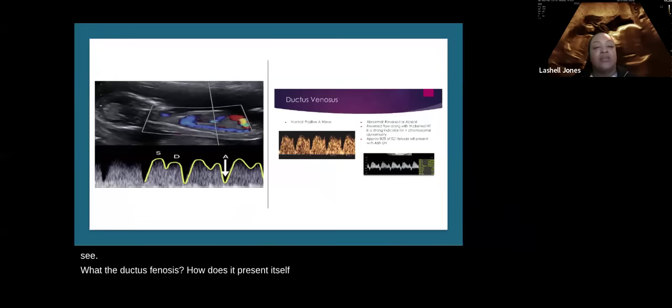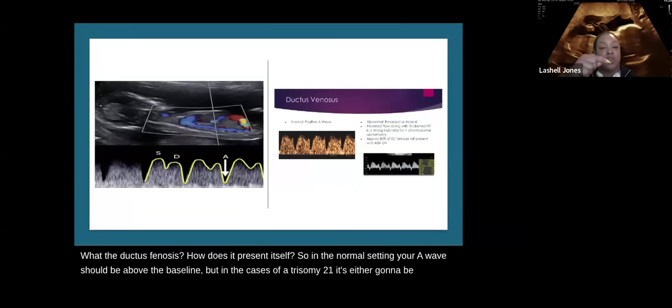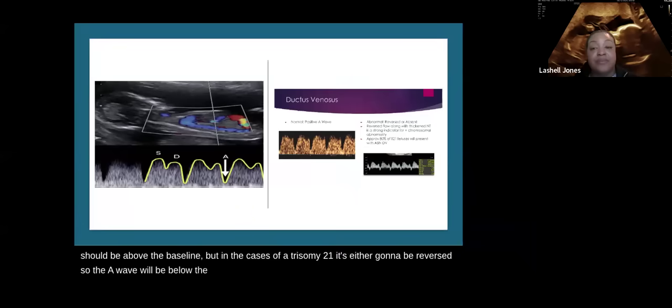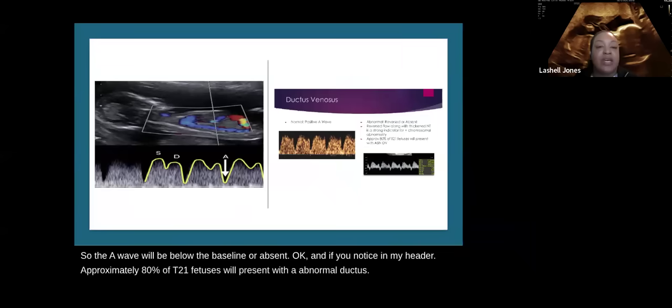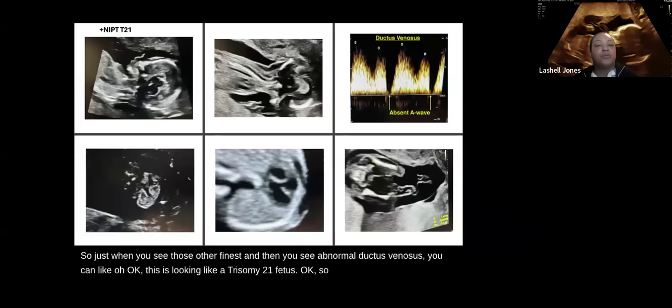So in a normal setting, your A wave should be above the baseline. But in the cases of a trisomy 21, it's either going to be reversed, so the A wave will be below the baseline, or absent. Okay. And if you notice in my header, approximately 80% of T21 fetuses will present with an abnormal ductus venosus. Okay, so when you see those other findings and then you see an abnormal ductus venosus, you can say, oh, okay, this is looking like a trisomy 21 fetus. Okay, so here's an example.